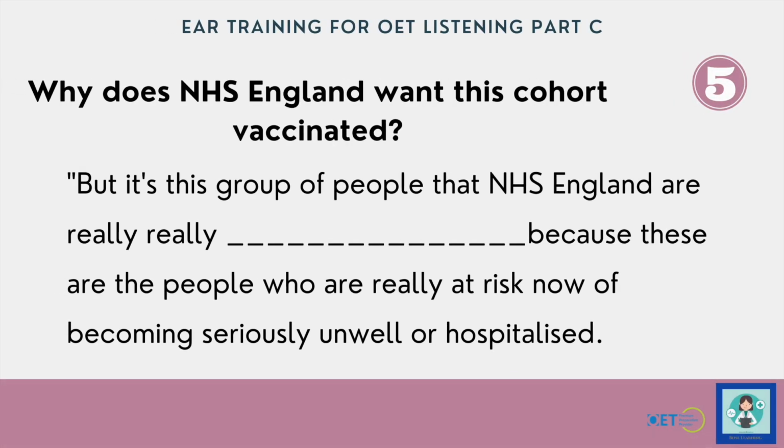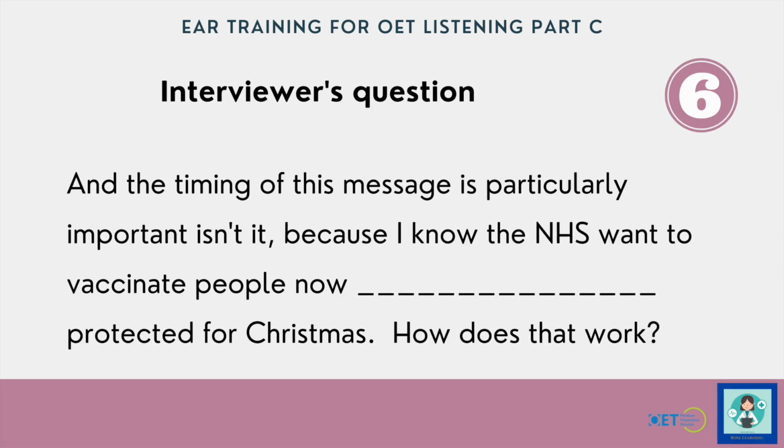But it's this group of people that NHS England are really, really keen to get vaccinated because these are the people who are really at risk now of becoming seriously unwell or hospitalised. And the timing of this message is particularly important, isn't it? Because I know the NHS want to vaccinate people now in order that they might be protected for Christmas. How does that work?